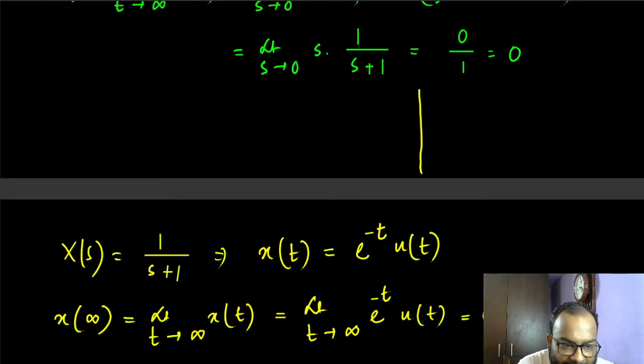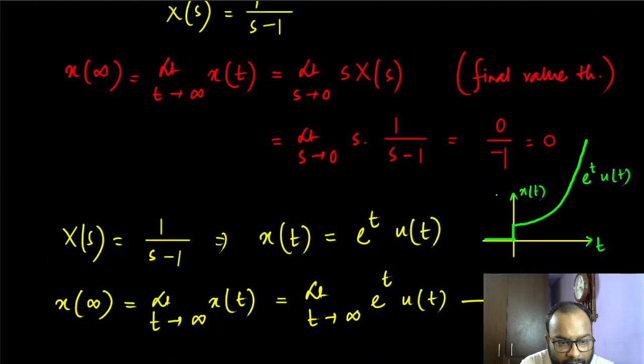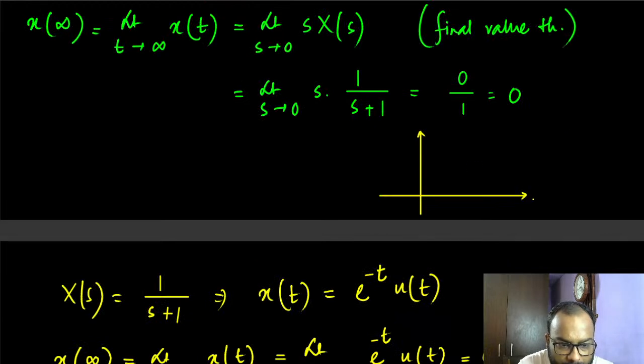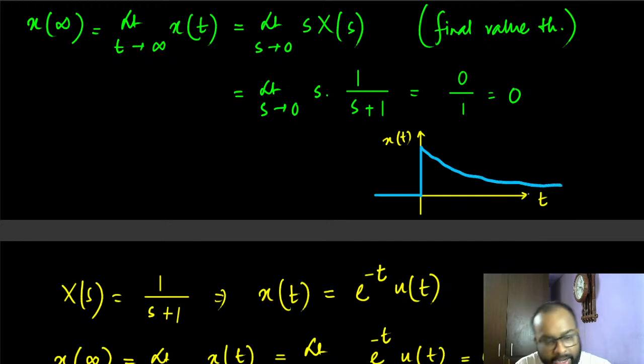And that is also visible if you draw the picture. If you draw the picture of x(t), again we are drawing the picture of x(t), not X(s), keep in mind. So t and x(t), it will look somewhat like this. It will be 0 at this point, and at t equal to 0 it is going to jump to 1, and then from that it is going to be an exponential decay. This exponential decay will eventually turn it down to 0. So this is e to the power minus t u(t). So that's how the final value theorem is applicable.